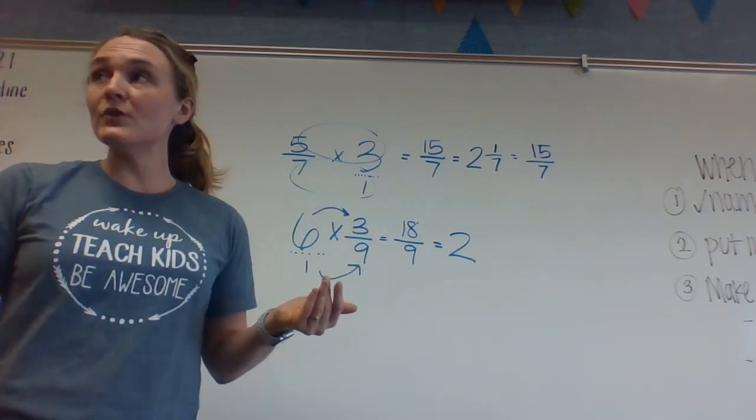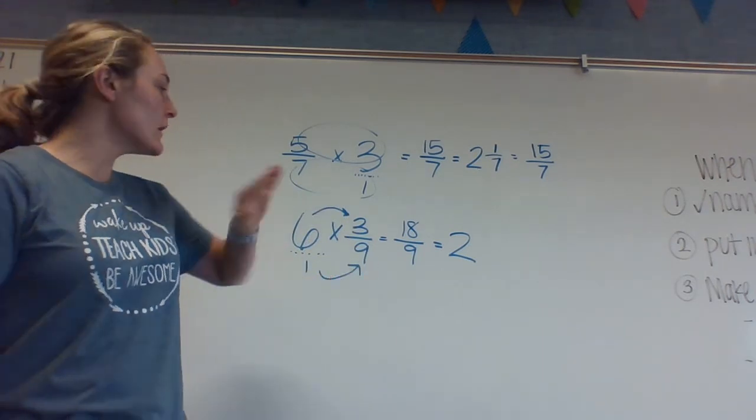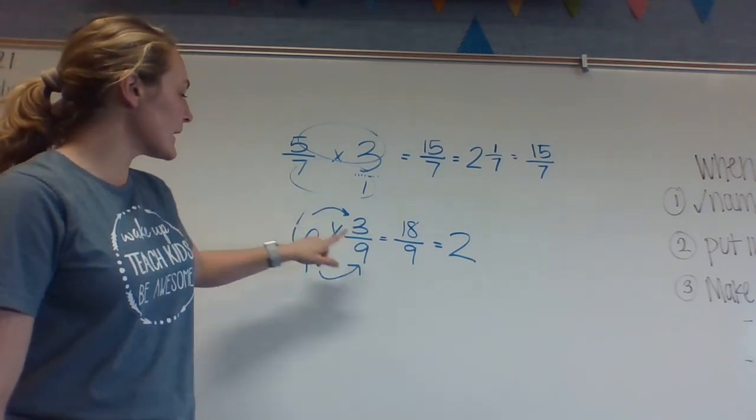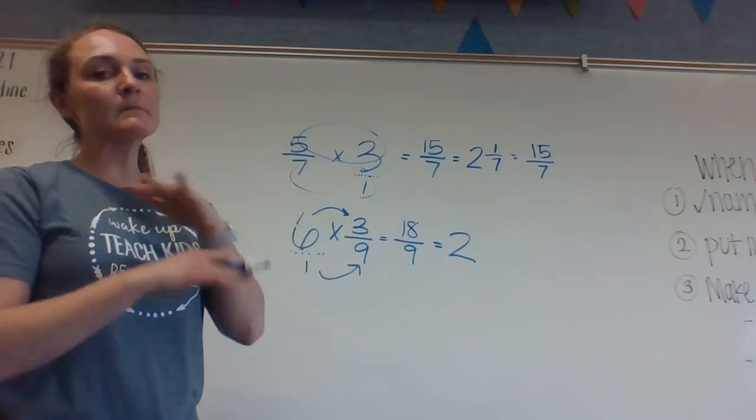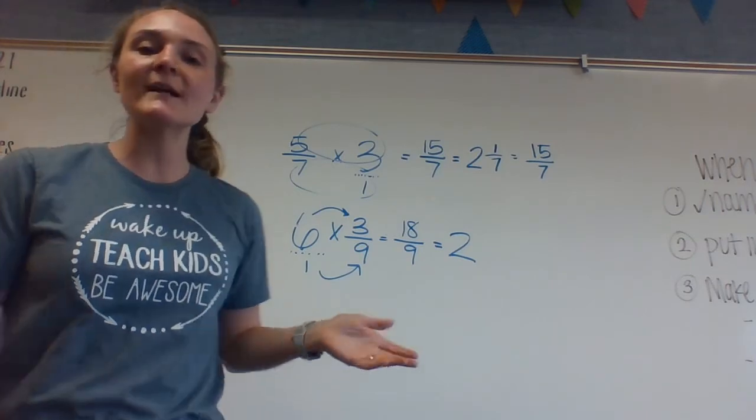So the golden rule when you are multiplying fractions, whether it's a whole number times a fraction or a fraction times a fraction: make sure you have numerators, make sure you have denominators, and multiply straight across.